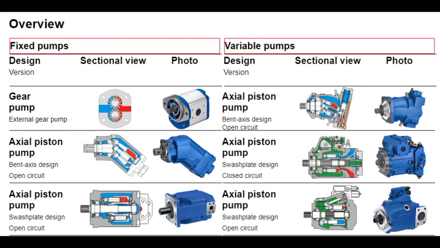Some pump types can be designed in principle only as a fixed pump. These include external gear pumps. Axial piston pumps come in bent axis or swash plate design, and their displacement volume cannot be varied. These are primarily used for open circuits. Other bent axis and swash plate pump designs are variable pumps. This means their displacement volume is variable. They can be used for open or closed circuits depending on their design.